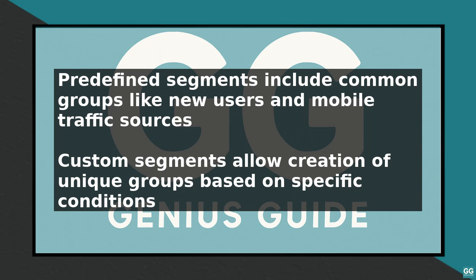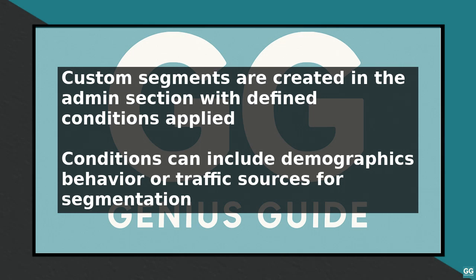Applying segments to reports. Once you have created a segment, you can apply it to any report in Google Analytics. This allows you to view data for a specific group of users or sessions and compare it to your overall data. For instance, you can apply a segment for new users to your behavior flow report to see how new users navigate your website.